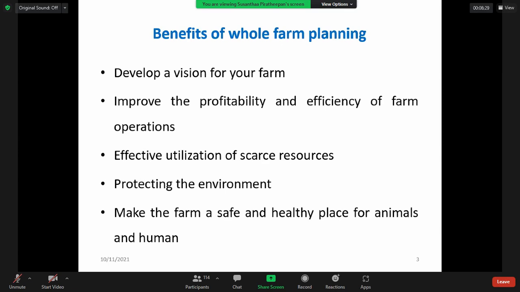And other than that, we have more benefits from whole farm planning. So you have to read more and find the benefits, because this section may appear in your exams. I'm not sure, maybe in your exams, maybe in the theory or the practical one.